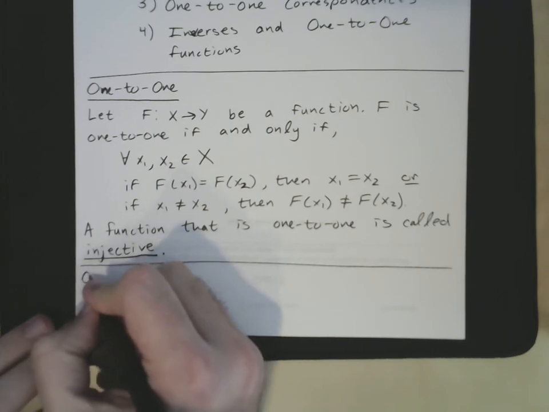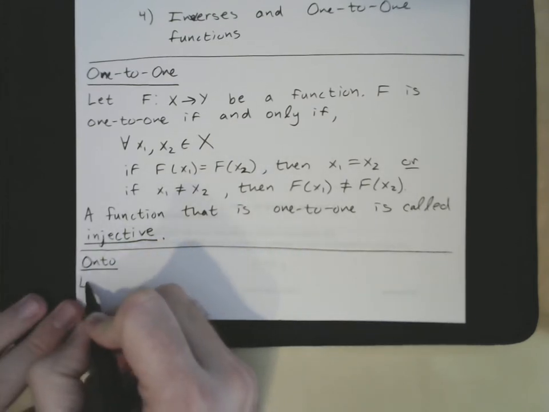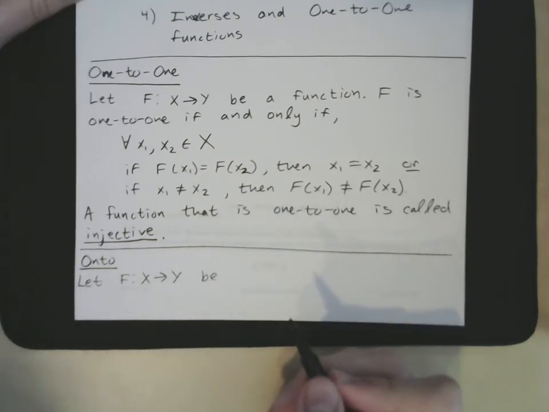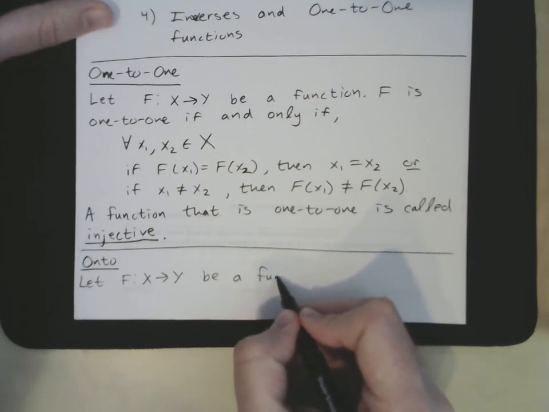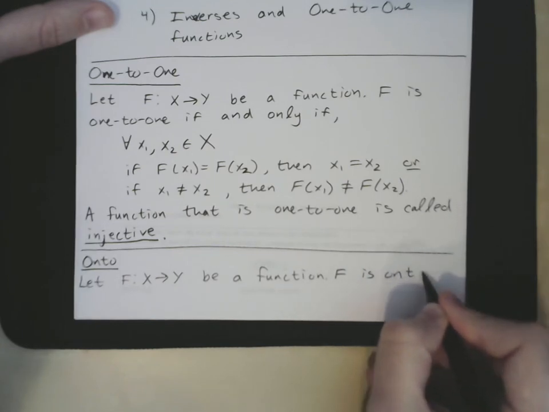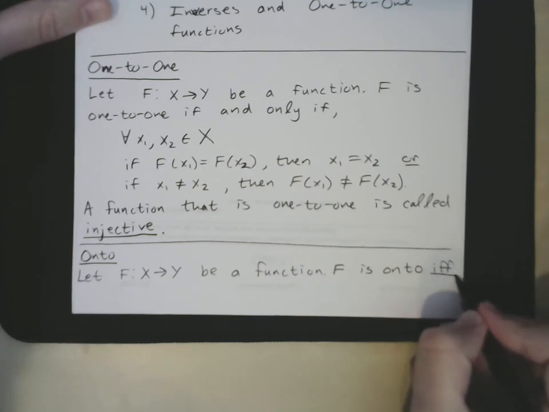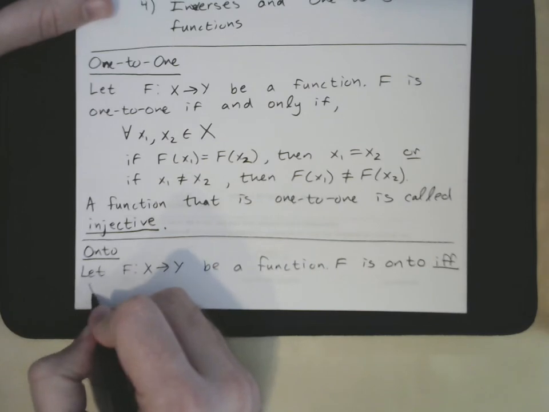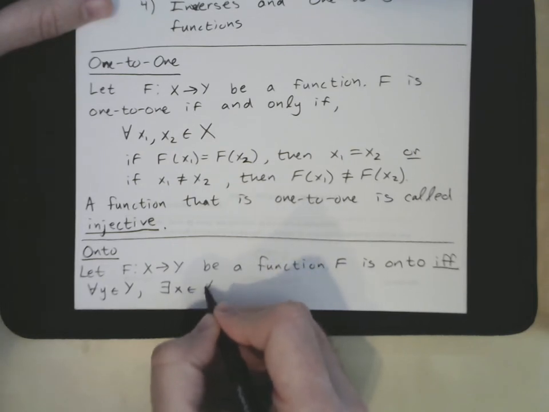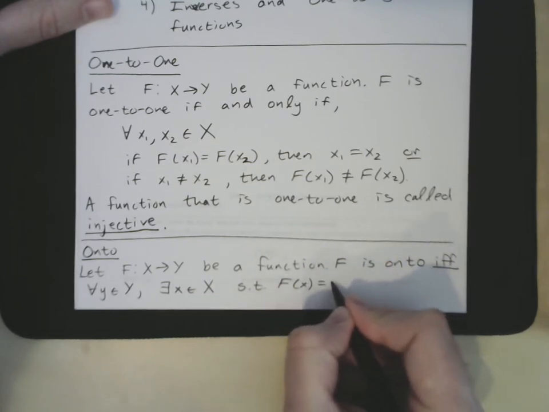And for onto, again, we're going to let f map x into y be a function, and we say f is onto if and only if for all y in y, there exists an x in x such that f of x equals y.